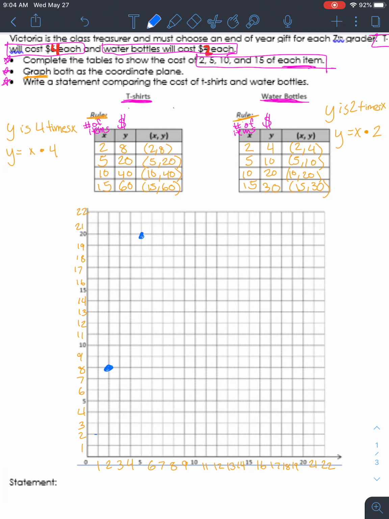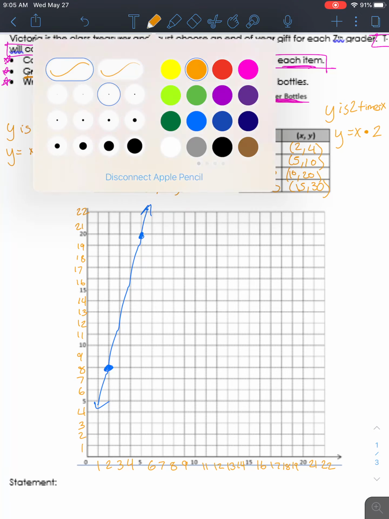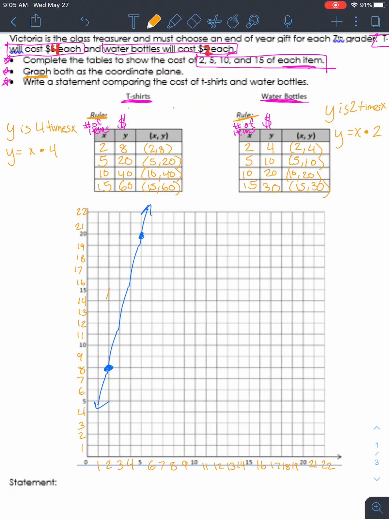I told you I'm really bad at lines, guys. Oh, why is this coming out so ugly? Last try. See, it's because I didn't have art class when I was in school, all right? So you guys better be paying attention to Ms. Bowen. She'll teach you how to make straight lines. And I'm just going to label that my t-shirts.